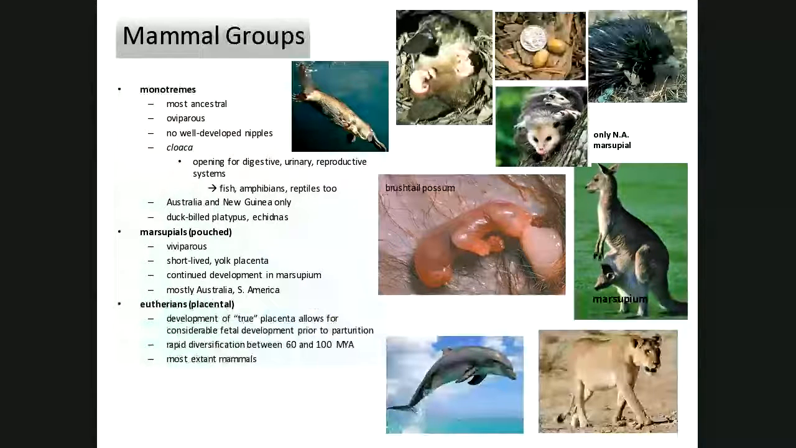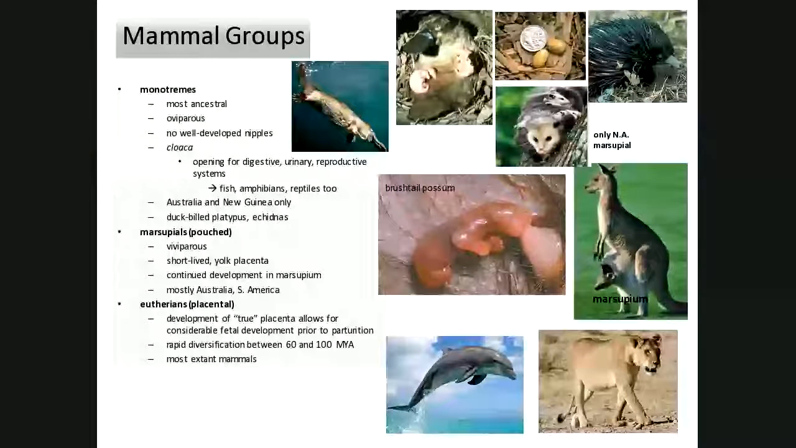Speaking of that, let's look at the three groups of mammals. As I said, there are three major groups: the monotremes, the marsupials, and then the eutherian, or the placental mammals. The ones that you probably know most are the placental ones. You might know the marsupials, right? That's the opossum. And the monotremes you may have heard of before.